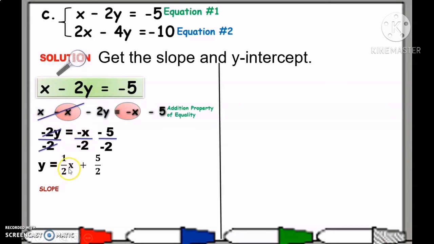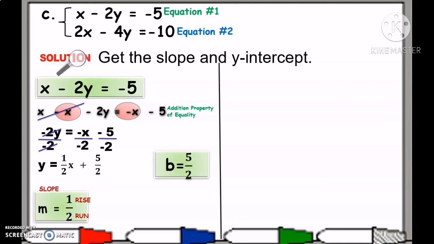Ang x po laging katabi lang. Negative 5 divided by negative 2 is positive 5 over 2. So, ang slope po natin is positive 1/2. So, this time, hindi na po natin kailangan mag-generate ng coordinate kasi naka-fraction na po yan. Automatic, ang 1 ang rise, 2 is our run. And then, ang slope-intercept form po na, y-intercept natin is 5 over 2.